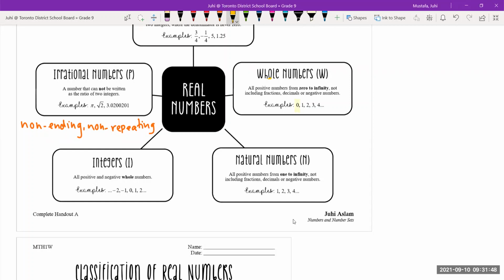All right, how about integers? Integers are all positive and negative whole numbers. So an integer will be something like -3, -2, -1, 0, 1, 2, 3. It doesn't include fractions. It does include negative numbers, but there are no fractions and there are no decimals.